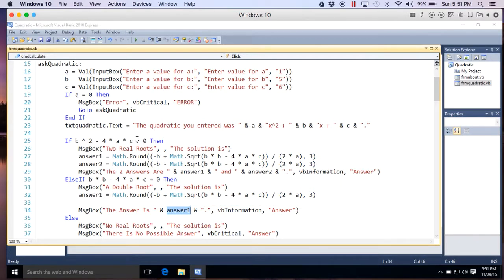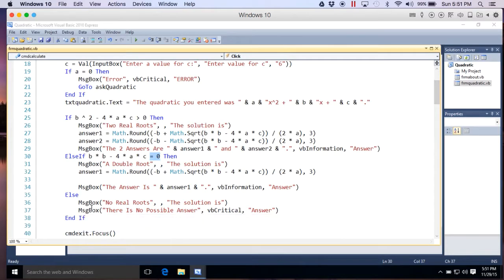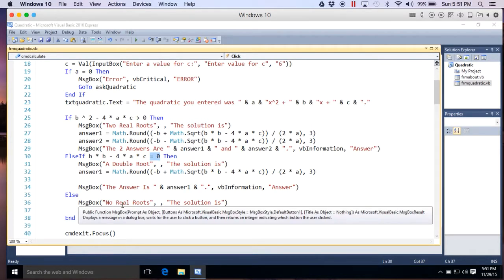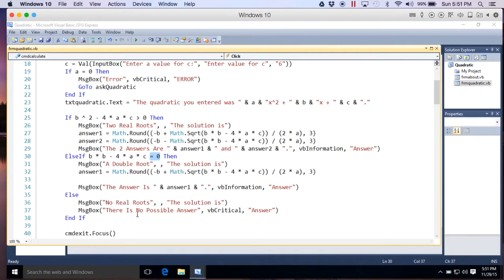So if it's not greater than 0, that means positive. This means equal to 0. Well, then it has to be negative. That's the else. Message box, no real roots. There is no possible answer. And I don't have to put an else if it's negative, if it's less than 0. I don't have to. Computers are logical. If it's not positive, if it's not 0, it has to be negative. So I just close it with an else. You don't need an else if for less than 0. I close it with an end if.